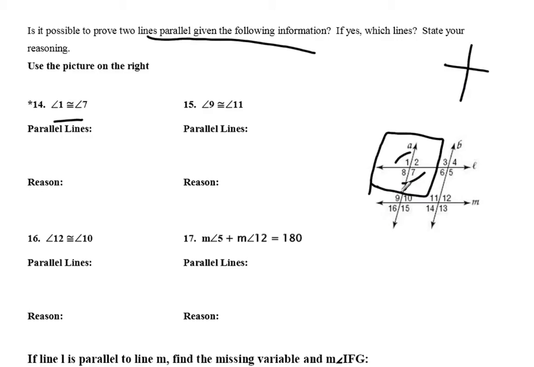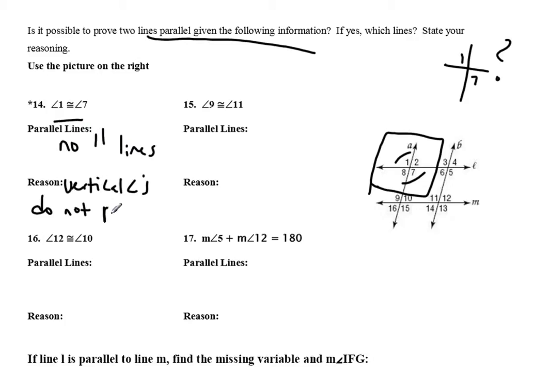Is it even possible that there are parallel lines that exist between those two lines? No, these are intersecting lines. They're not parallel. Vertical angles do not prove parallel lines. That's your reason why we have no parallel lines, because vertical angles do not prove parallel lines.